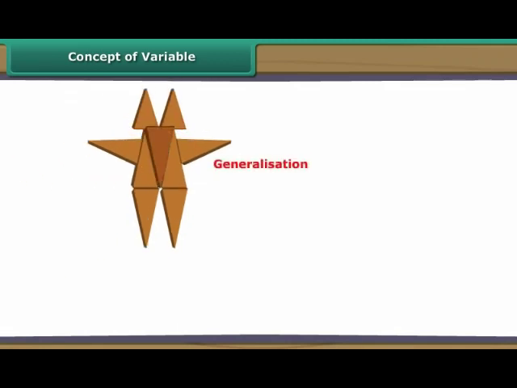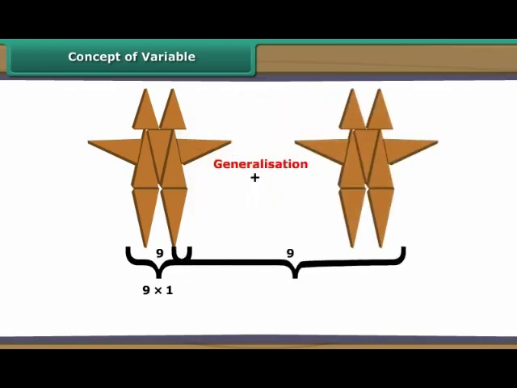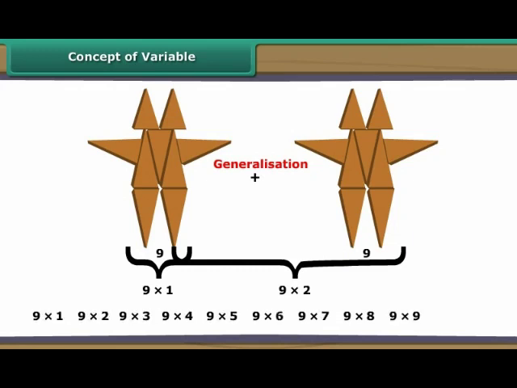The triangles Ananya uses in a single dancing figure are fixed. However, the total number of triangles used by her varies depending upon the number of dancing figures she makes. We can, therefore, generalize by saying if Ananya makes n dancing figures, she will require 9 into n triangles.